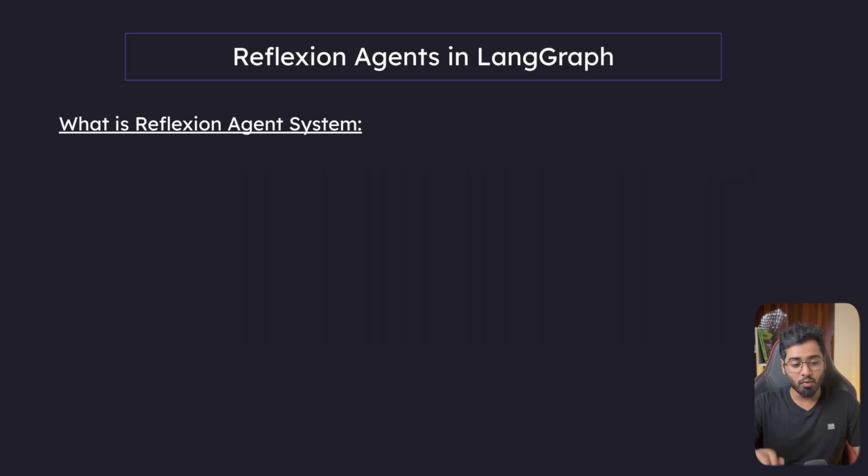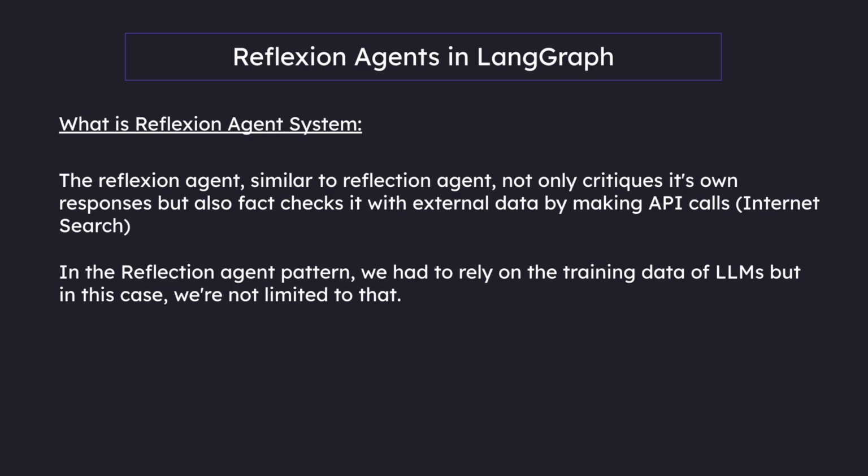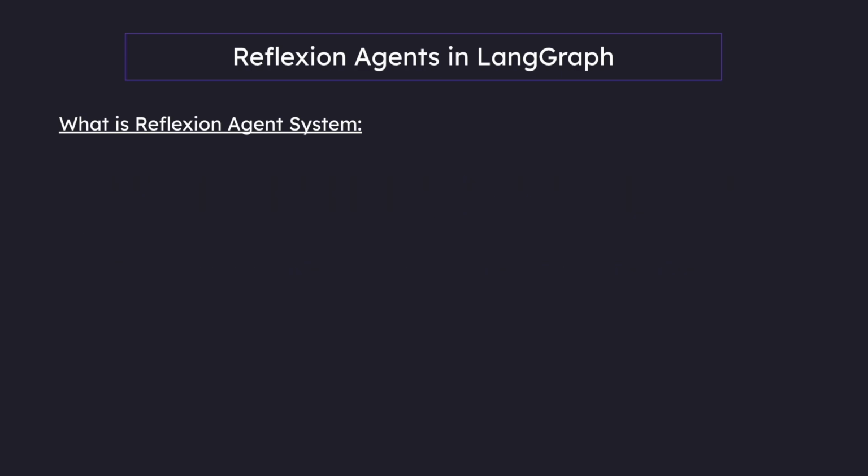So let us look at what the reflexion agent system is. The reflexion agent, similar to the reflection agent, not only critiques its own responses, but also fact checks them with external data by making API calls, in this case, internet search. In the reflection agent pattern, we had to rely on the training data of LLMs, but in this case, we are not really limited to that.